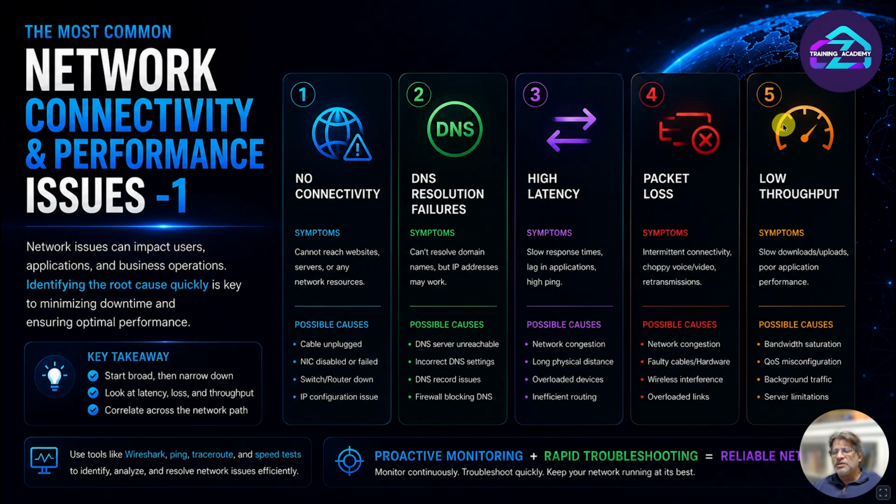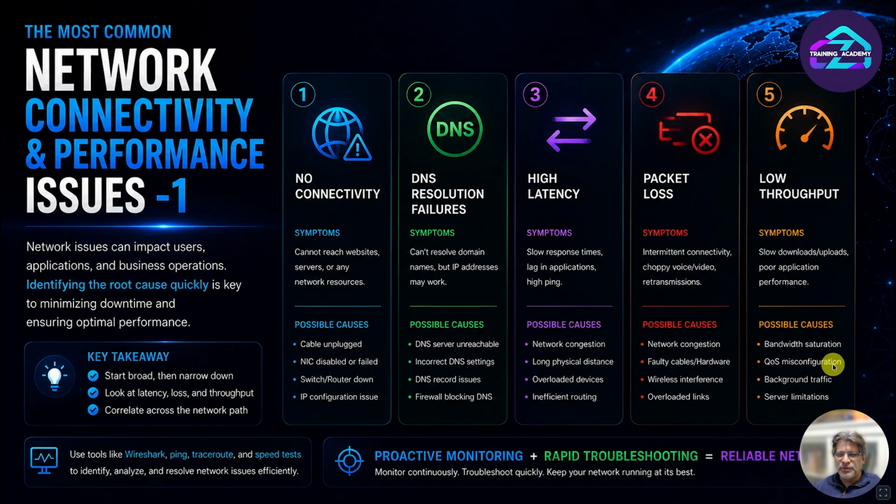The fifth item here is low throughput, right? So slow download, slow uploads, poor application performance. So that could be possibly bandwidth saturation. Your bandwidth is being saturated for some reason. There is quality of service misconfiguration, or there could be background traffic or server limitations.